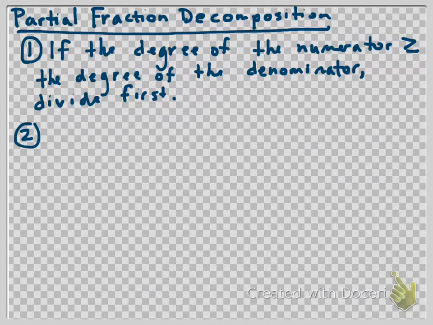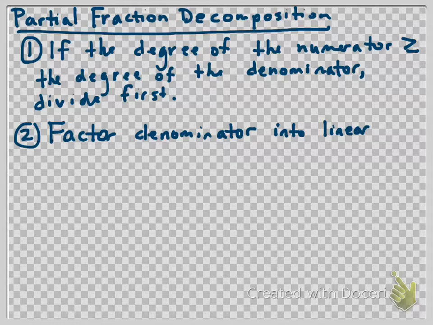All right? Step 2 says to factor, and it's not really step 2, and you'll understand this after we do examples. It's hard to explain. Factor the denominator, and I'm paraphrasing, into linear or non-reducible quadratic factors. It's actually irreducible, but we'll go with non.